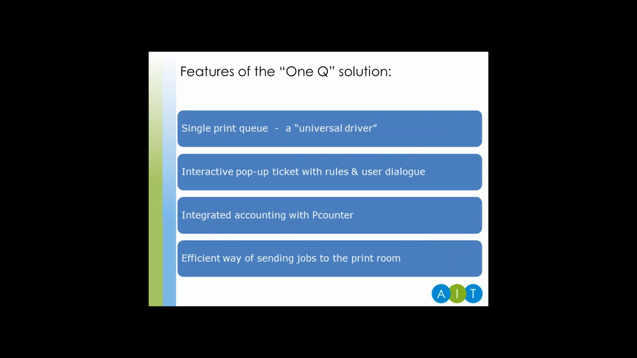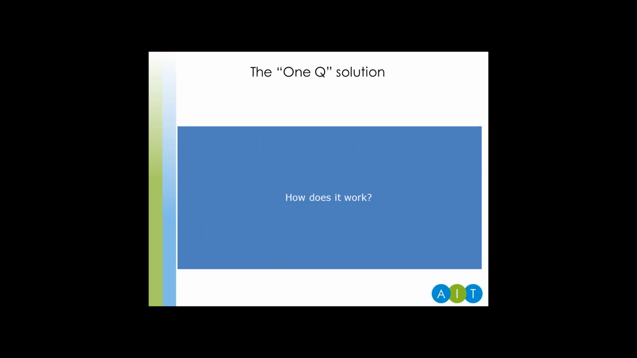Where we're putting rules in place, there's a customized pop-up so the user knows what's happening with the job. We integrate the accounting with Pcounter, so regardless of where the job is printed, whether that be the print room or a normal office device, Pcounter is able to record all activity centrally. So you have centralized reporting across the entire fleet, both by user and department. We also provide an easy and efficient way for users to send jobs to the print room, encouraging those high volume jobs down to the print room to save on the cost per page.